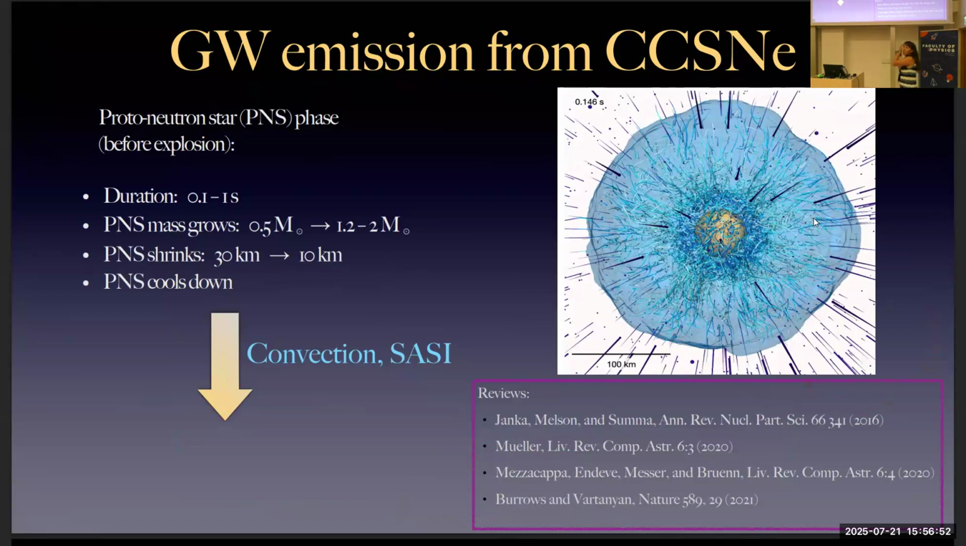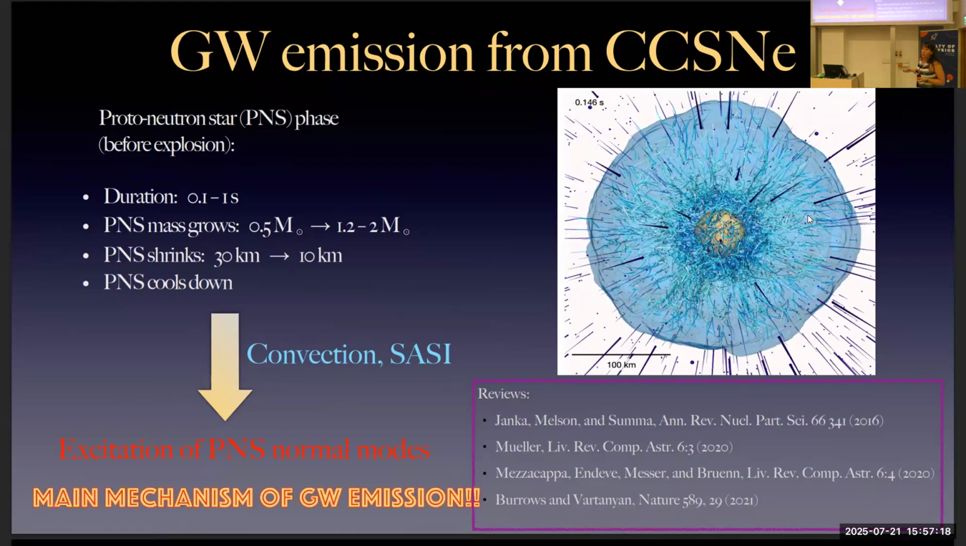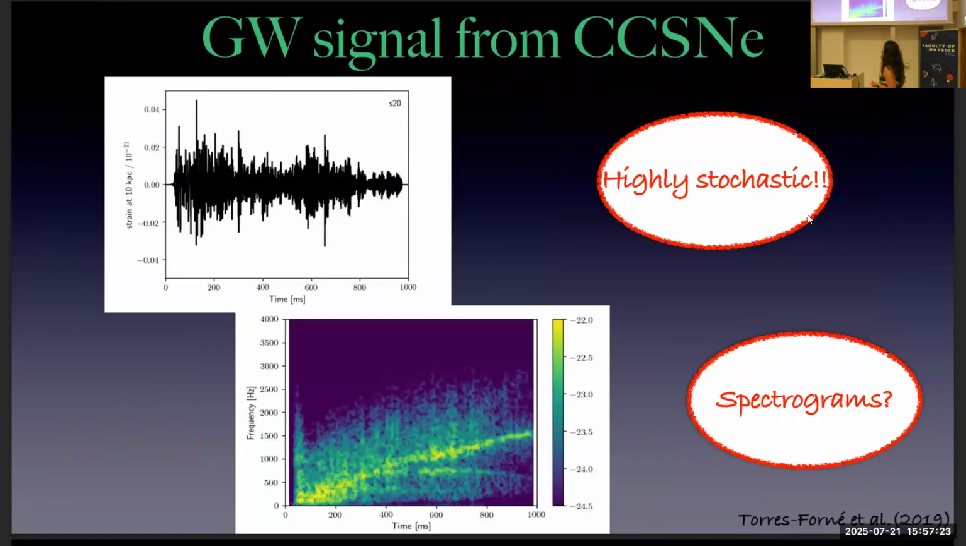Then, due to the accretion of the infalling matter, the proton-neutron star is going to grow in mass, but at the same time, it's shrinking in radius and cooling down via neutrino emission, as we've already heard today. So here we want to study convection and SASI because these are the ones that are going to excite the proton-neutron star normal modes, and we're really interested in them because it's the main mechanism of gravitational wave emission.